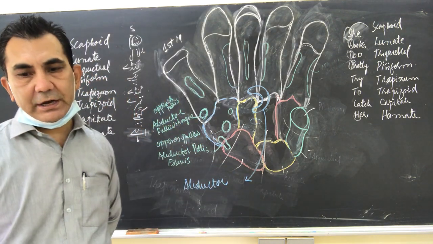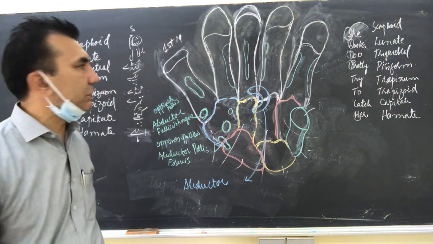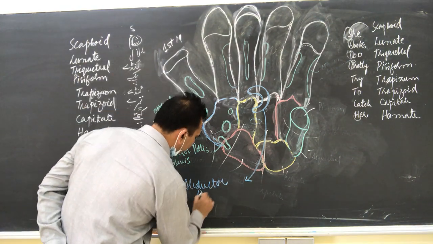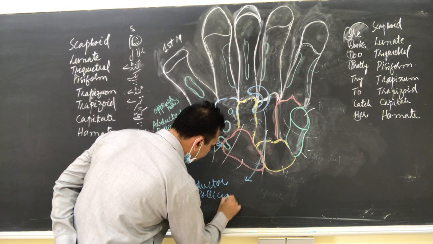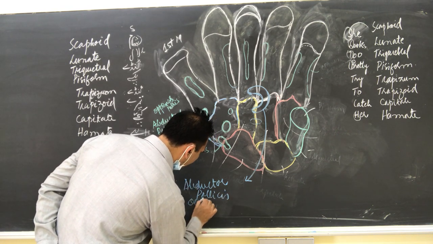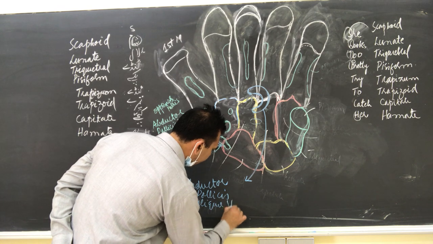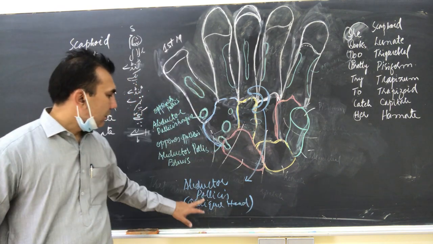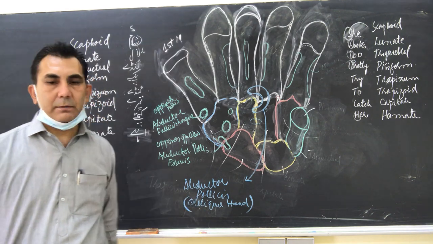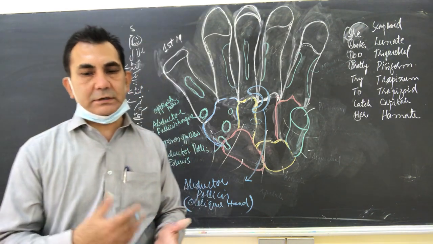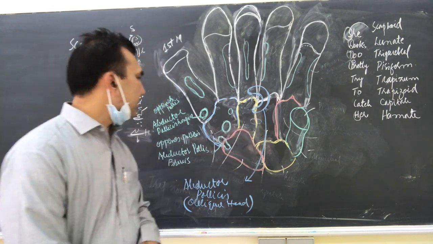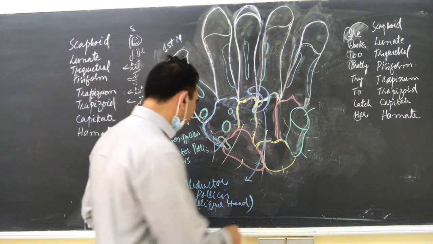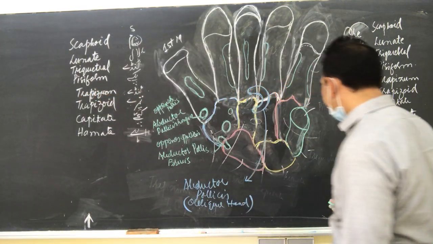This C shape is for the attachment of the abductor muscles, the abductor pollicis. The oblique head of the abductor pollicis muscle is attached over here. So this is this area, now we will come up on the lateral side.